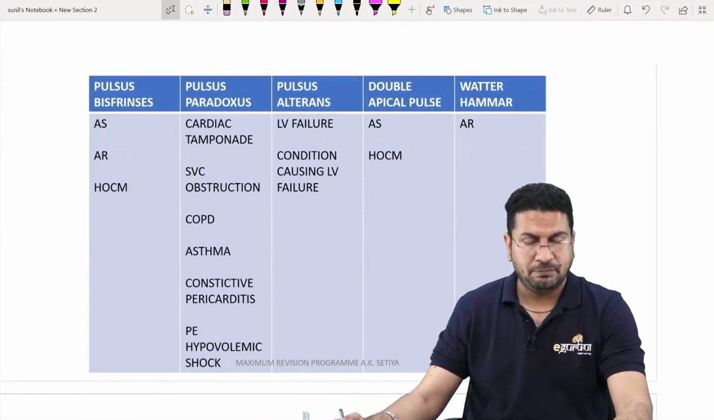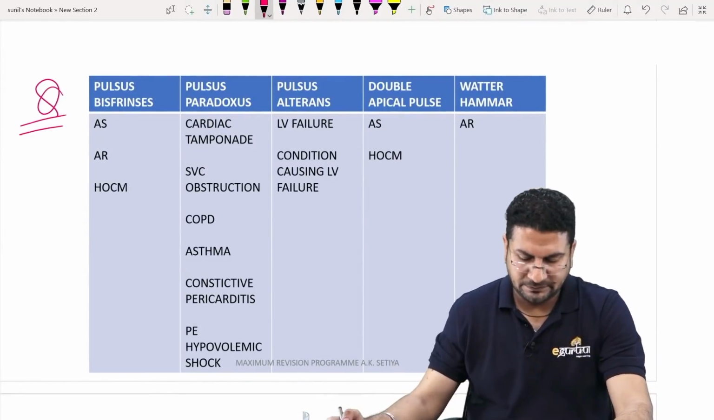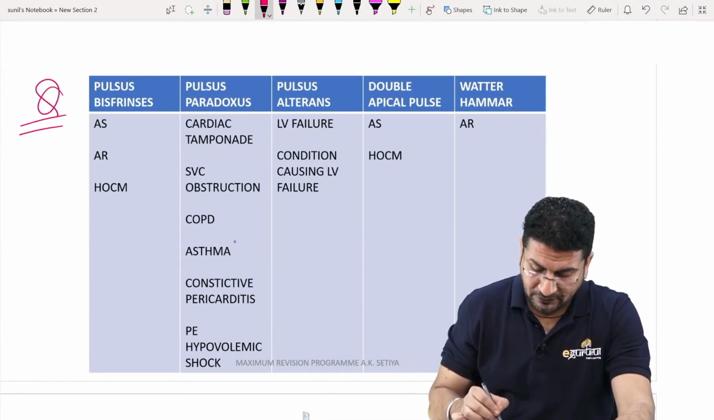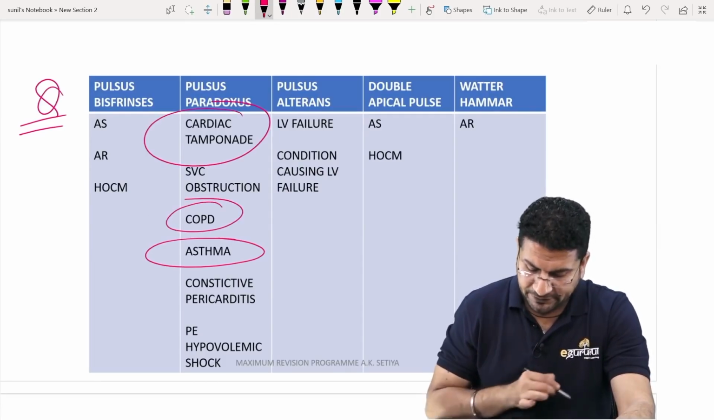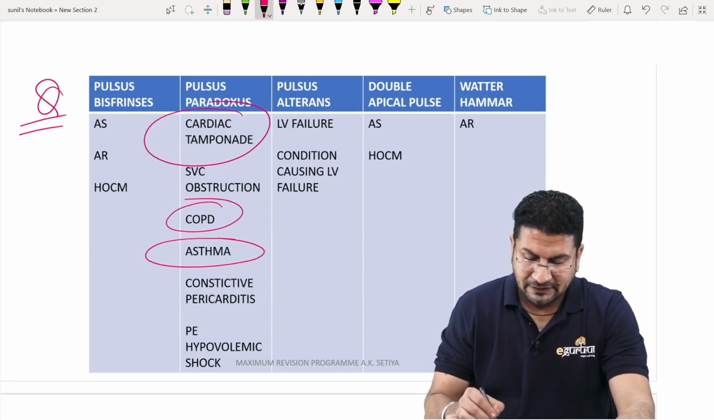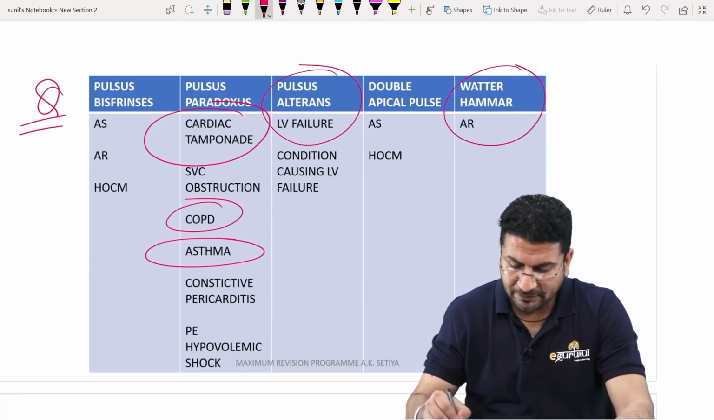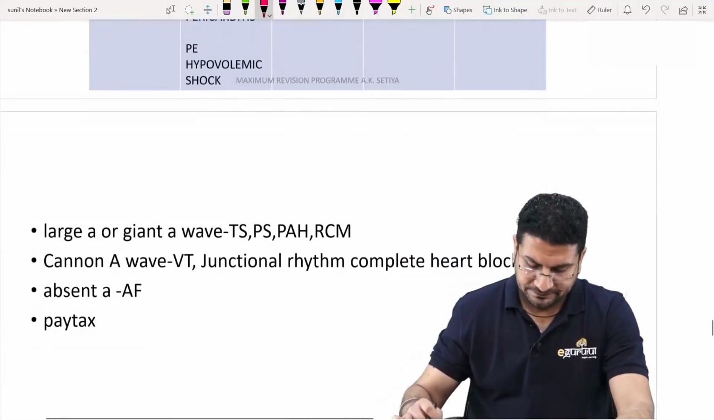Different types of pulses, bisferiens you will see in AR, AS and HOCM. Pulsus paradoxus you will see in a lot of conditions. The common cause is asthma. You will see it in cardiac tamponade. You can see this in COPD. Pulsus alternans you can see in any condition causing left ventricular failure. Water hammer pulse is called Corrigan pulse, we see in aortic regurgitation.